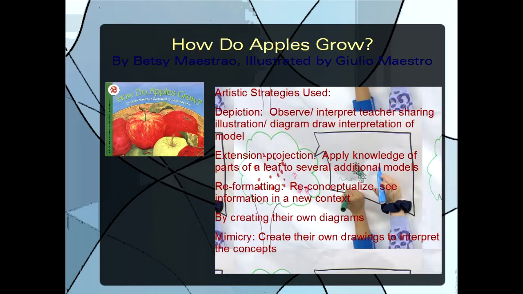Some of the strategies used were depiction, where they're observing and interpreting the teacher, and they're looking at the different models of apples and the leaves. There was extension and projection, where they're applying knowledge that they know about leaves to other models that they are drawing later in the lesson. There was reformatting, where they're reconceptualizing and seeing the information in a new context by creating their own diagrams. And mimicry, they're trying to create their own drawings to interpret these concepts.